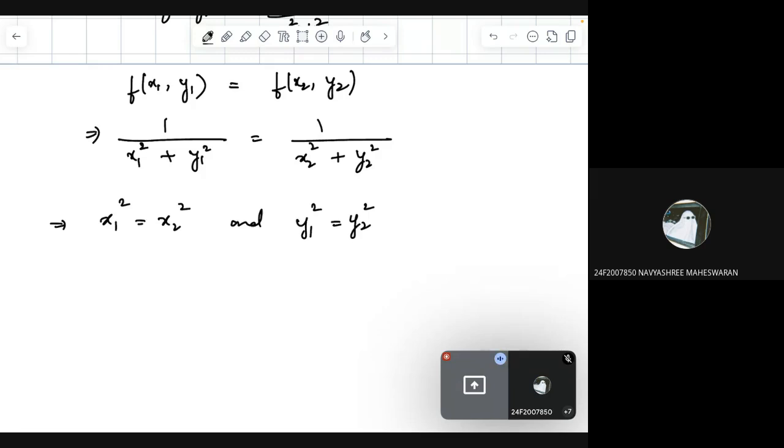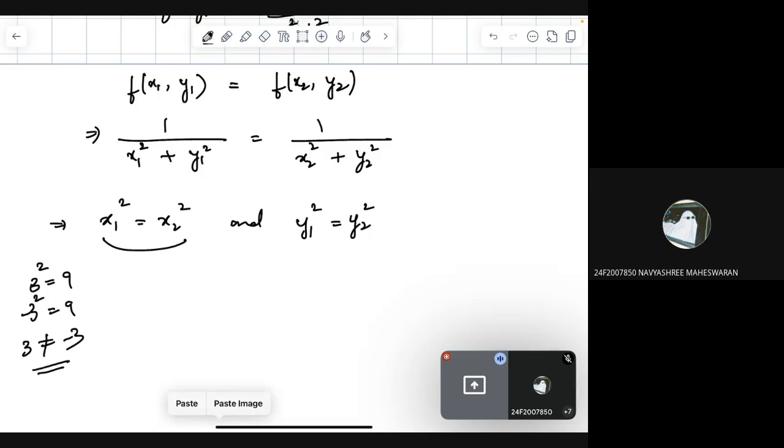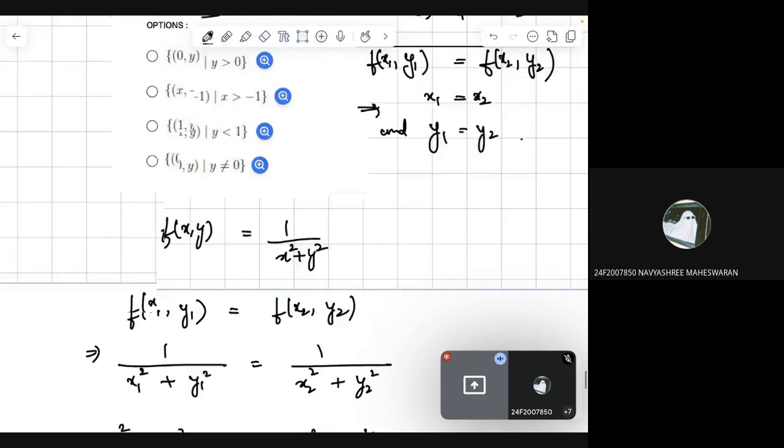Now for squares we know that 3 square is 9, minus 3 square is also 9, but 3 is not equal to minus 3, right? Here we have the condition that x1 square is equal to x2 square, which means if we take some positive set, then it is going to be true always. If the values contain both positive and negative numbers, then the condition may be false, as we see in this particular example. So we have to check in which domains the values of x and y are positive. So let's check the options now.